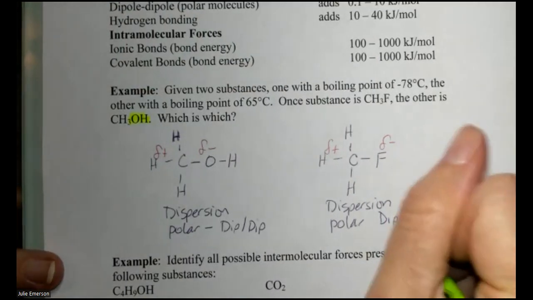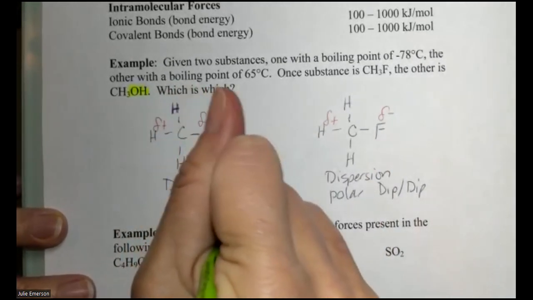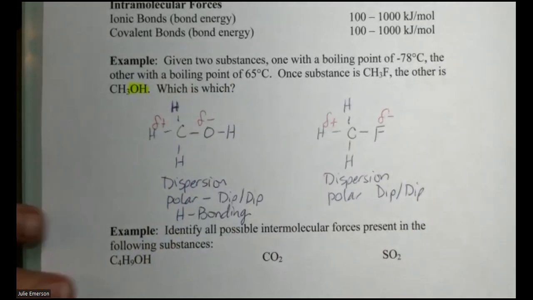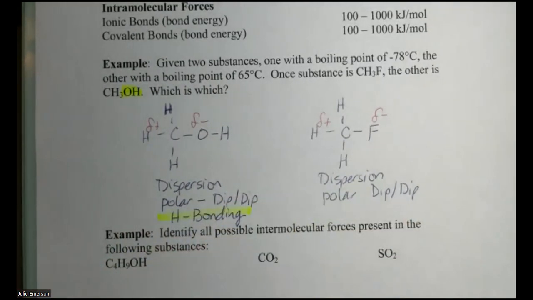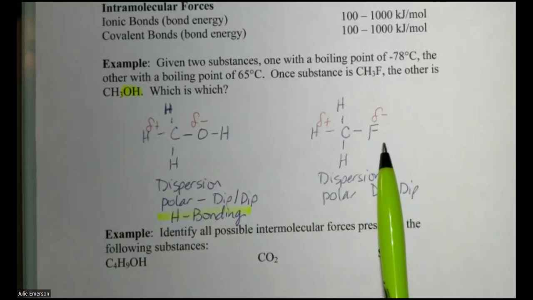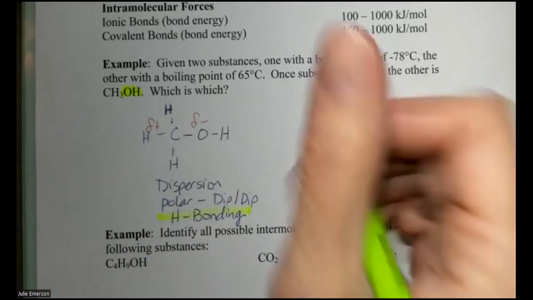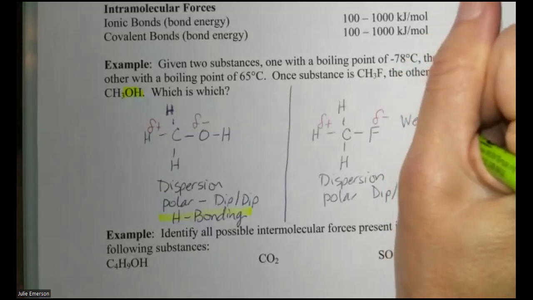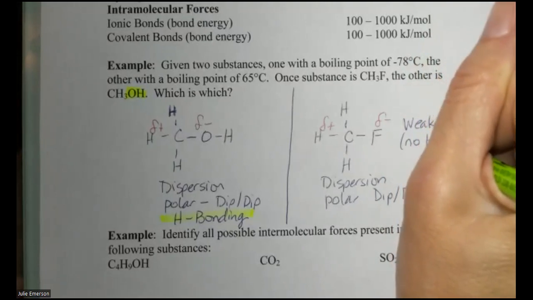So then the big difference is going to be that the methanol has the hydrogen bonding because that hydrogen is bonded to oxygen. But in the fluoromethane, that's not the case. The hydrogens are bonded to carbon, not to the fluorine. So yes, there's fluorine here, but the hydrogen isn't bonded to that. So this one doesn't have hydrogen bonding. So because the fluoromethane doesn't have hydrogen bonding, it has weaker intermolecular forces, no hydrogen bonds.